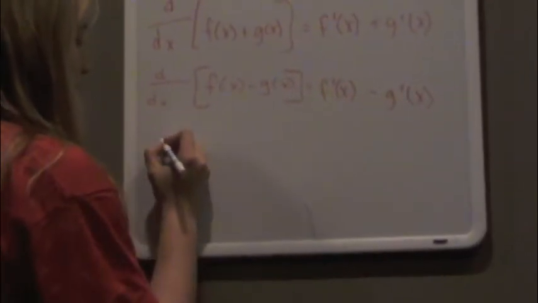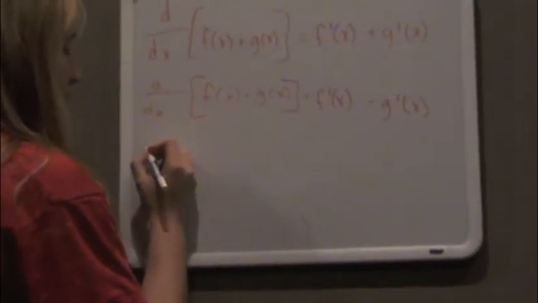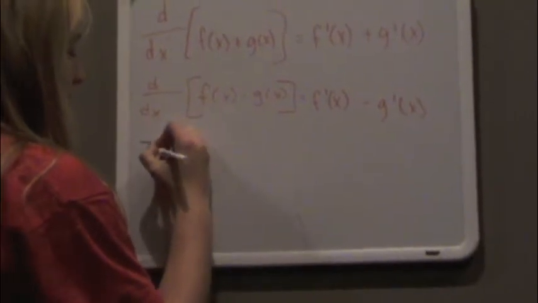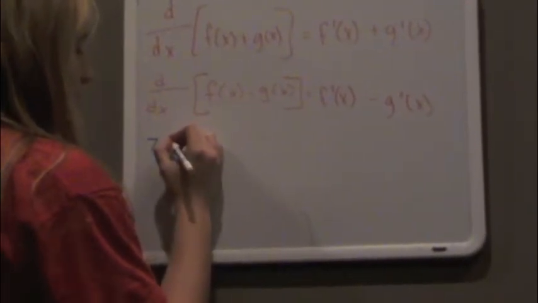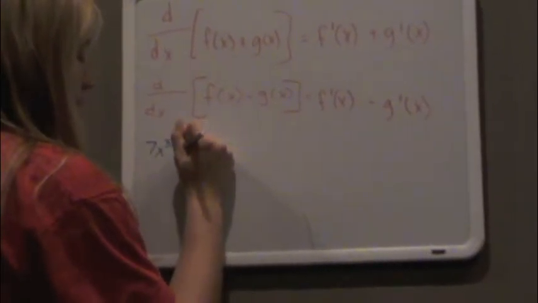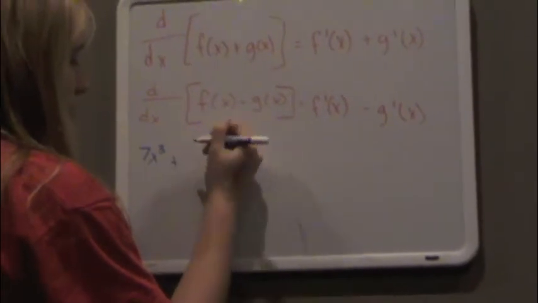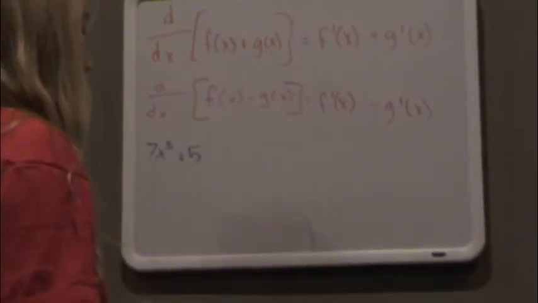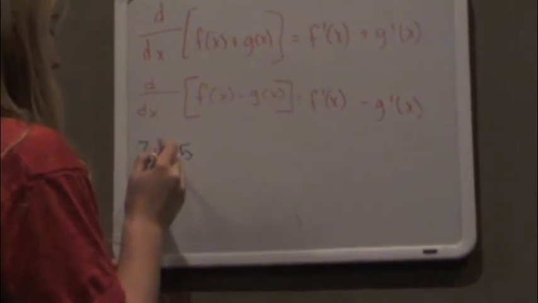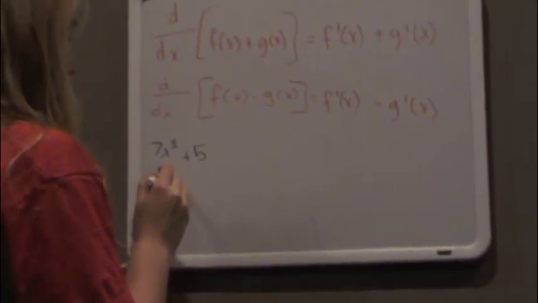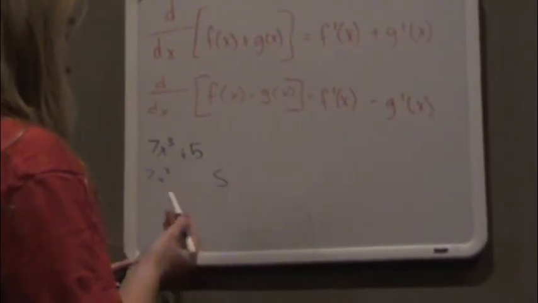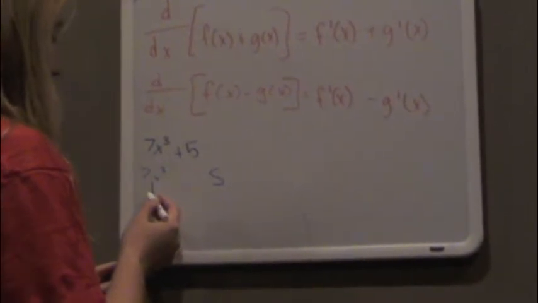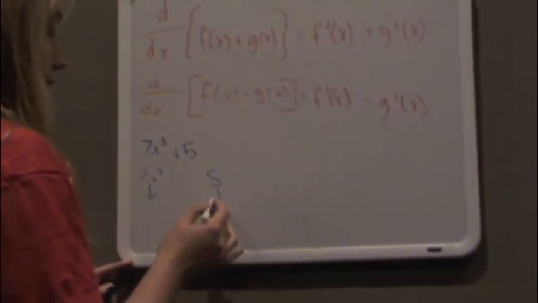Say you have an equation that reads 7x to the third plus 5. Alright, now let's make these separate. So 7x to the third and 5. We're going to try to find the derivative of this first, and then the derivative of this, and we're going to add them together.